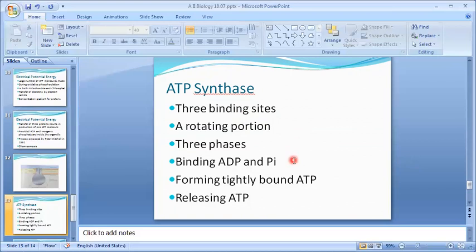First of all, binding of ADP and inorganic phosphate takes place. The second step is that it keeps on holding this ATP tightly, and then in the third phase, it releases the ATP into the matrix.